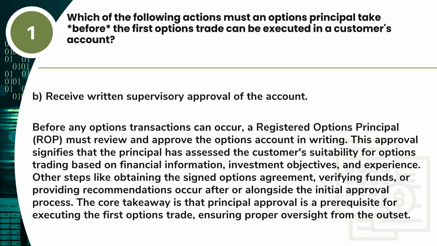objectives, and experience. Other steps like obtaining the signed options agreement, verifying funds, or providing recommendations occur after or alongside the initial approval process. The core takeaway is that principal approval is a prerequisite for executing the first options trade, ensuring proper oversight from the outset.